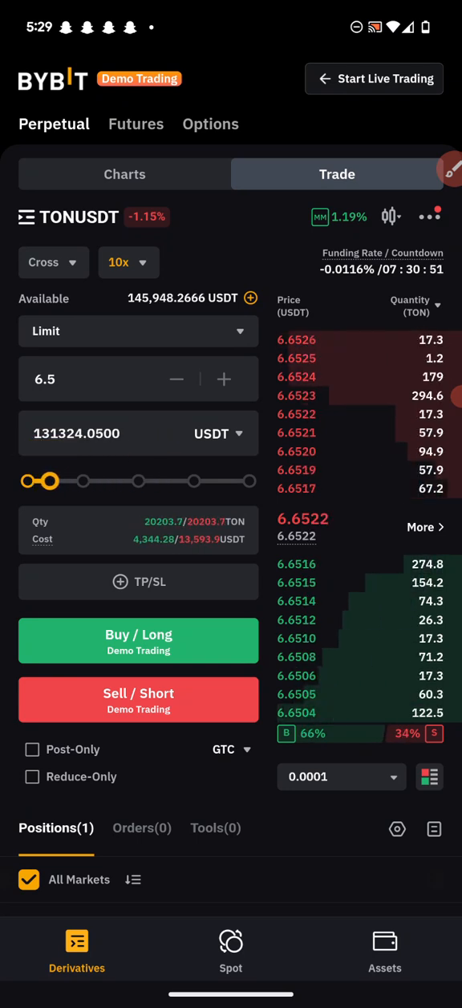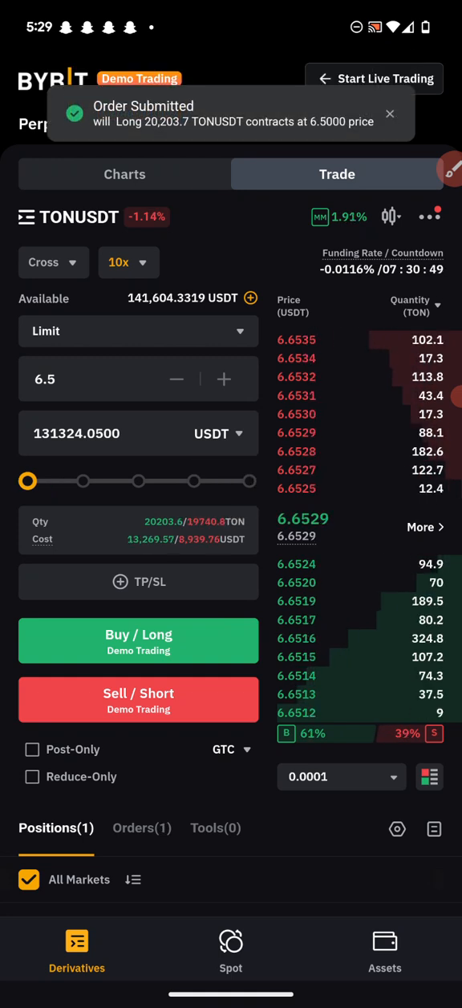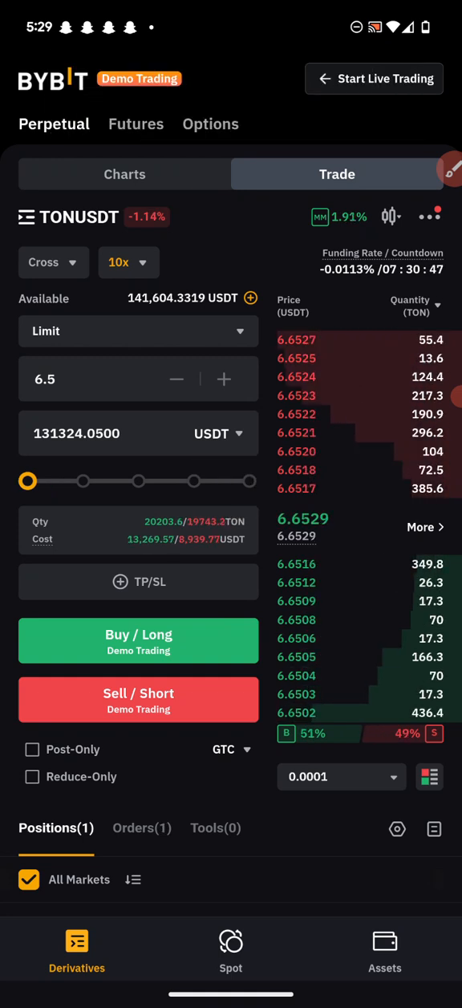And then I click on buy. Now you can see the notification, order submitted. The order will get submitted, and then it's going to wait till the price of TON drops to that 6.5 before it triggers. Do you understand? Your order will not start running immediately because you are bidding for a lower price. It is when the price gets to that particular zone or point that it is going to trigger.